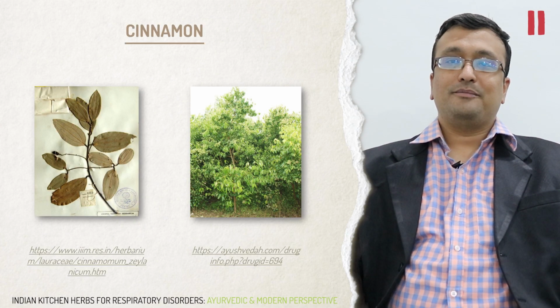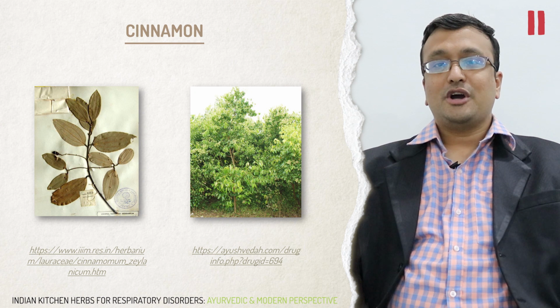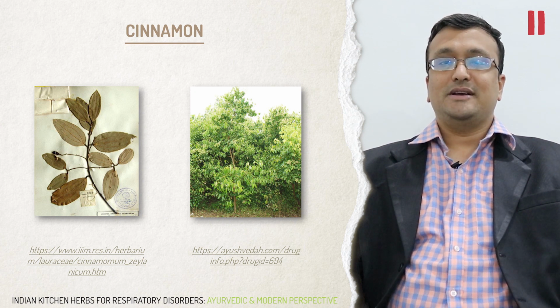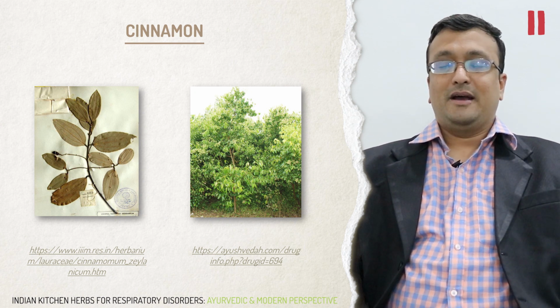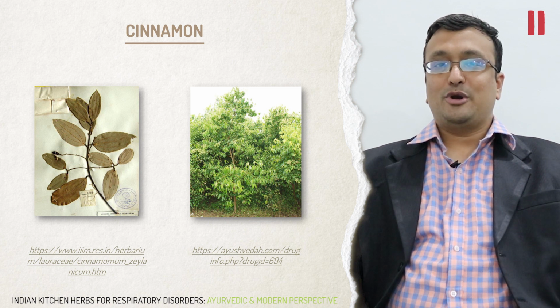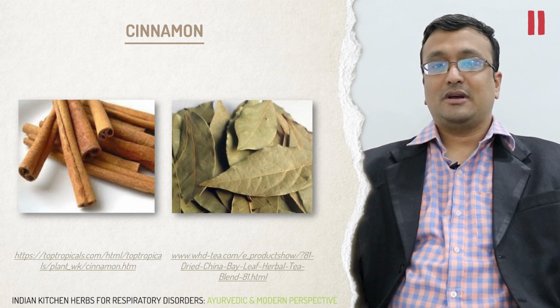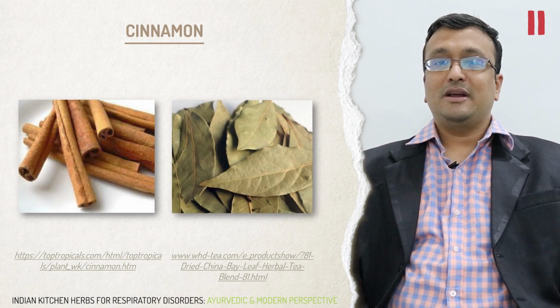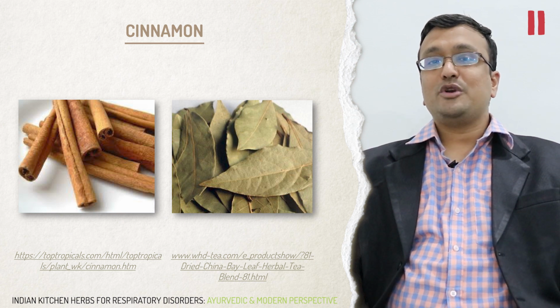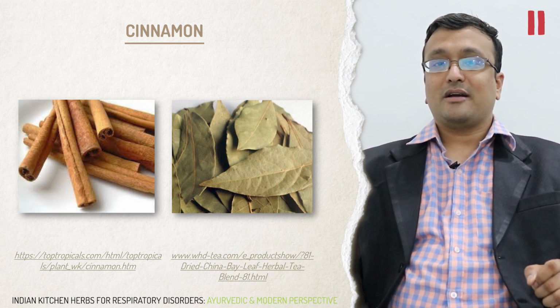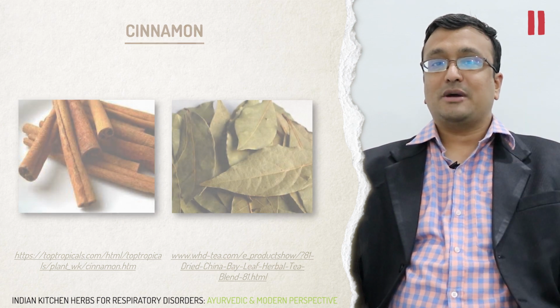The next kitchen herb that we're going to talk about from a modern perspective is cinnamon. These are how the leaves of cinnamon look. Cinnamon is actually a tree. And this is what we have in our kitchen: the bark pieces of cinnamon as well as the leaves of cinnamon. But we are going to talk about the crude drug, that is only the bark of cinnamon.